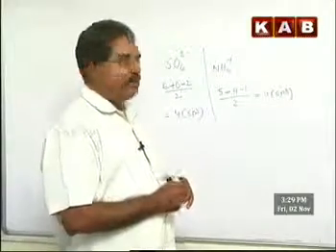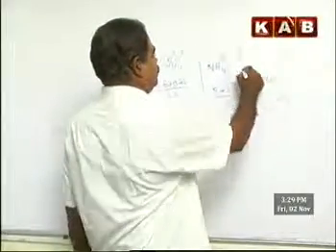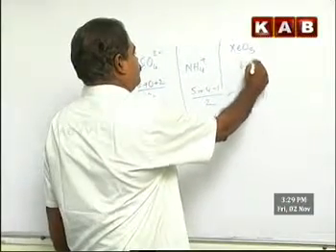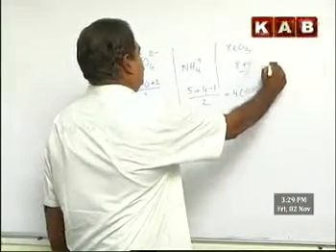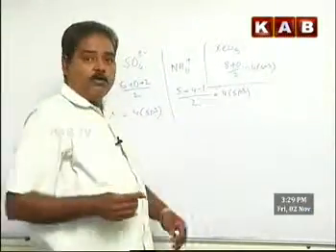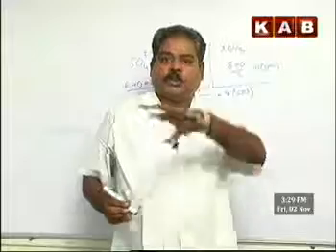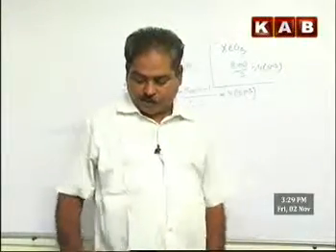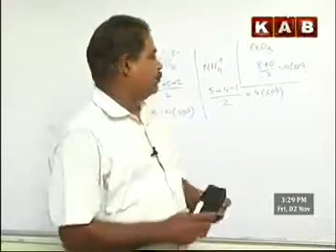How about XeO3? 8 plus 0 by 2, 4. Once again sp3. So, a compound of the 0 group, a compound of a noble gas, but still the formula holds good. The formula is the one and the same. So, that is how we find the hybridization of molecules.